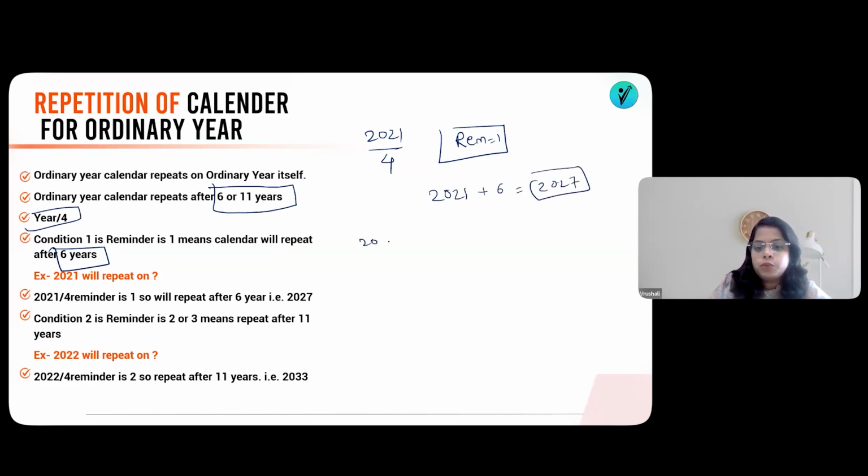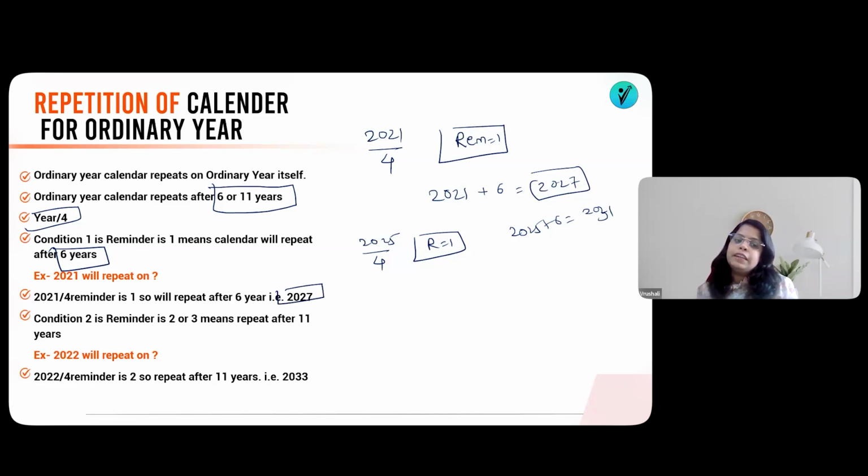If you take the example 2025, if you divide by 4, I know that remainder will be 1. That means it will repeat after 6 years in 2031. If the remainder is 1. And suppose the remainder is 2 or 3. If you are dividing by 4, then the remainder will be either 0, 1, 2, or 3. 0 means it will be a leap year, so a leap year will repeat on a leap year. If the remainder is 1, it will repeat after 6 years. And if your remainder is 2 or 3, that means your calendar repeats after 11 years.